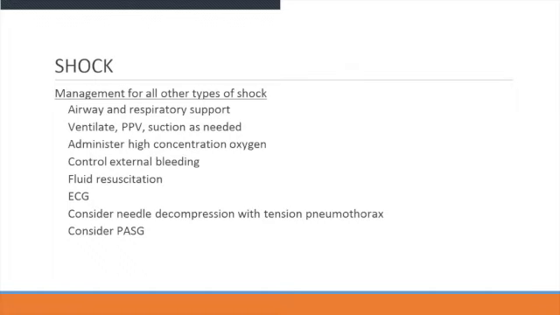Administer high concentrations of oxygen. Control external bleeding if there is any. Provide fluid resuscitation. Do EKG. Administer needle decompressions for tension pneumothorax. And also consider the MAST or PASG pants, the ones that you put on from the waist down, and you inflate the different sections to push the blood to the core.